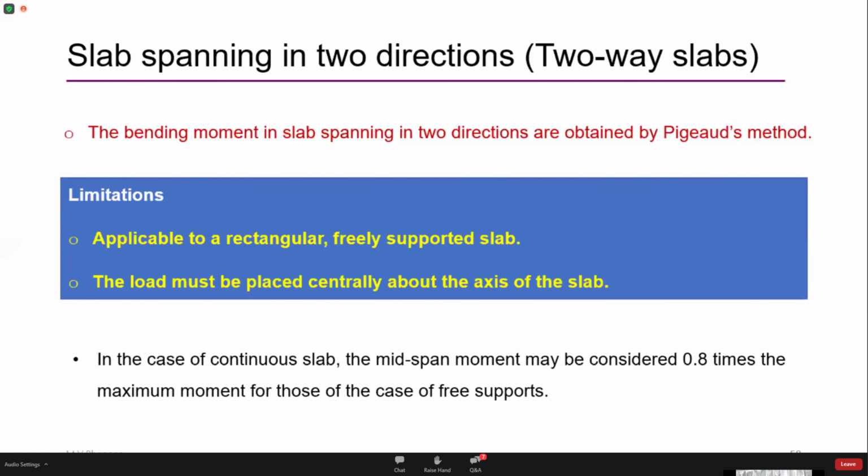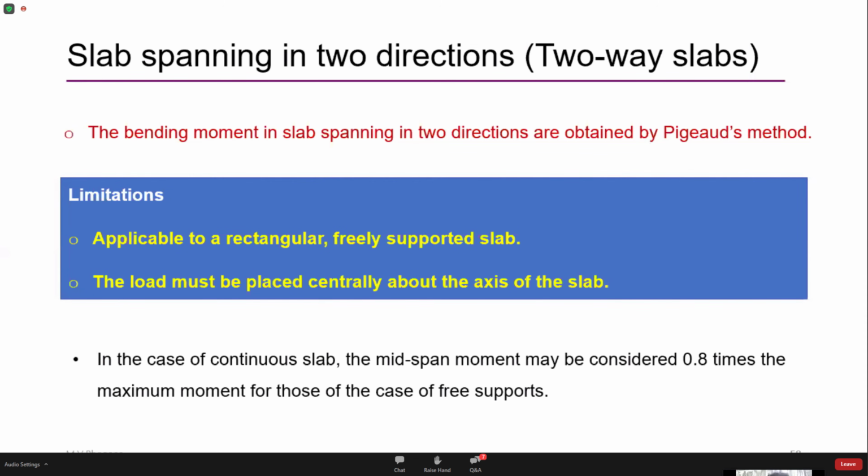This is very important: this method is only applicable if the slab is rectangular in shape and the sides are simply supported or freely supported. Second, and the most important thing, this method is only applicable if the loads are placed centrally on the slab. It means that if the loads are not acting centrally, then this method cannot be used directly. Then we have to go for some modifications, which I'll be demonstrating in the next few slides.